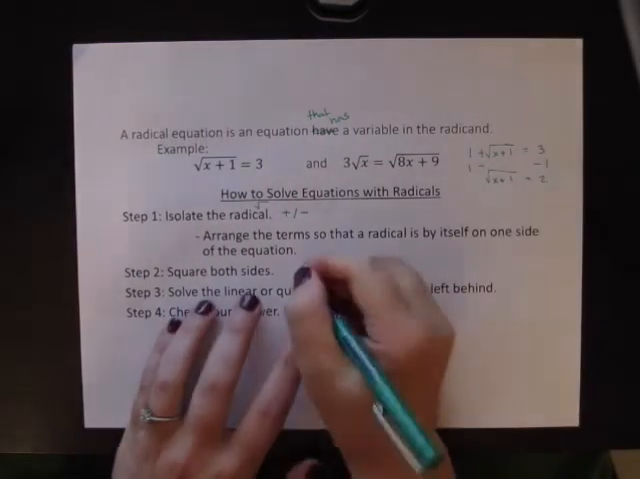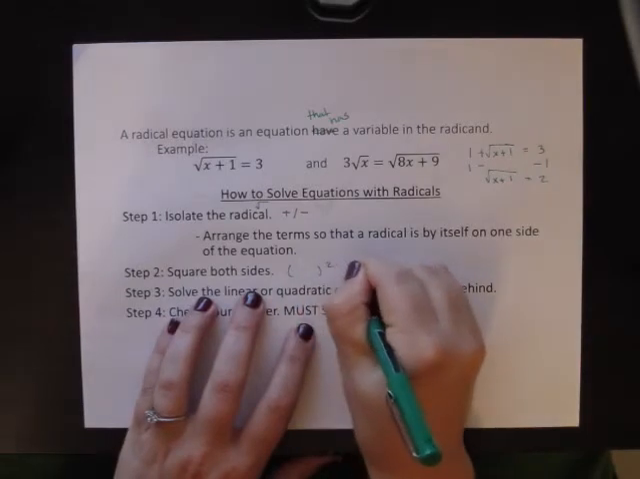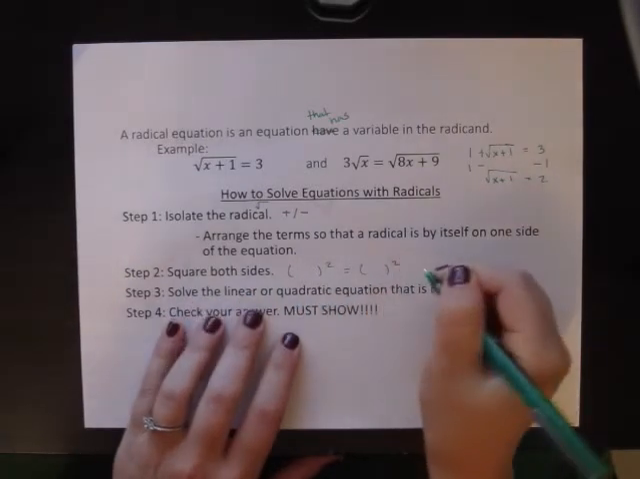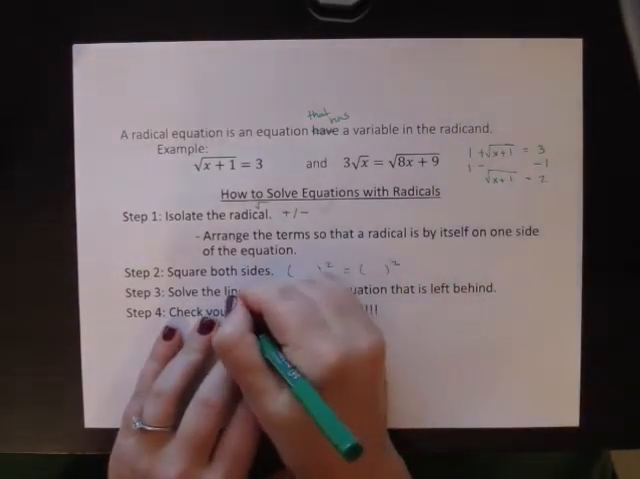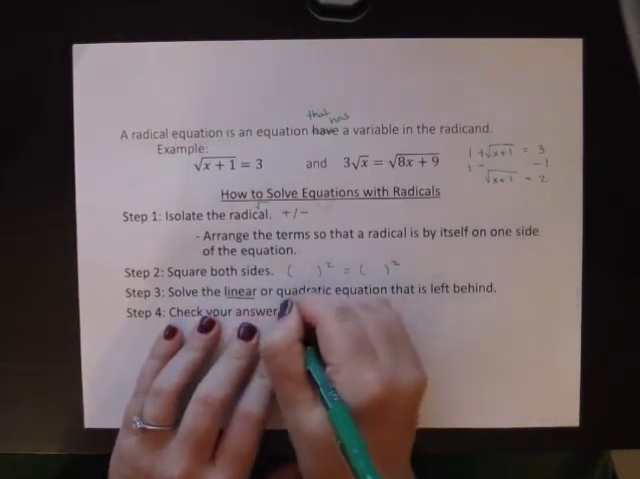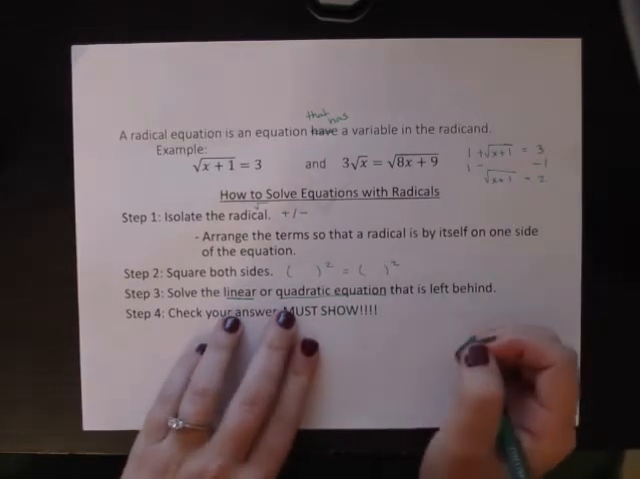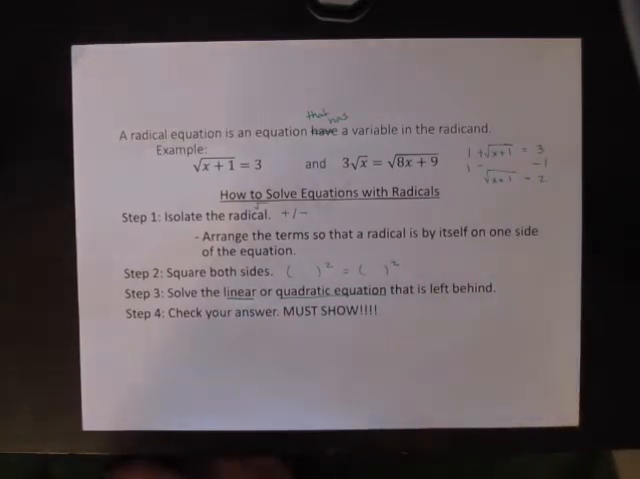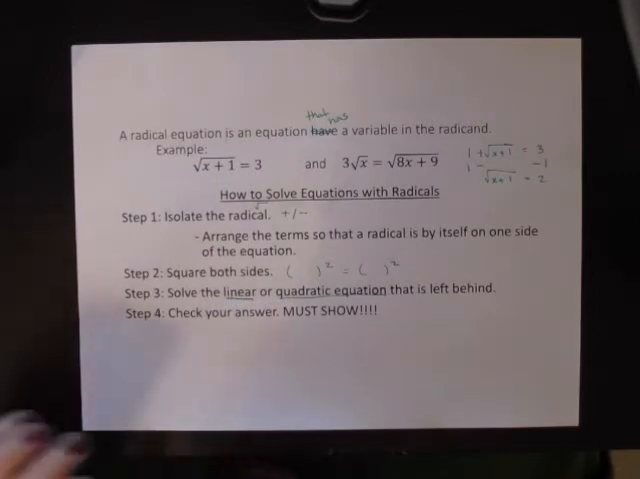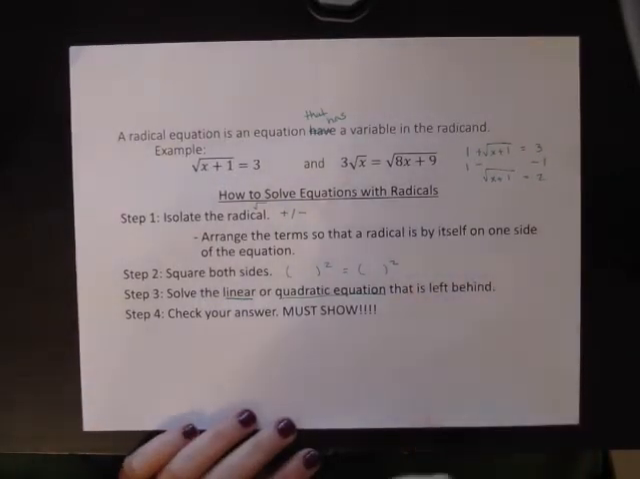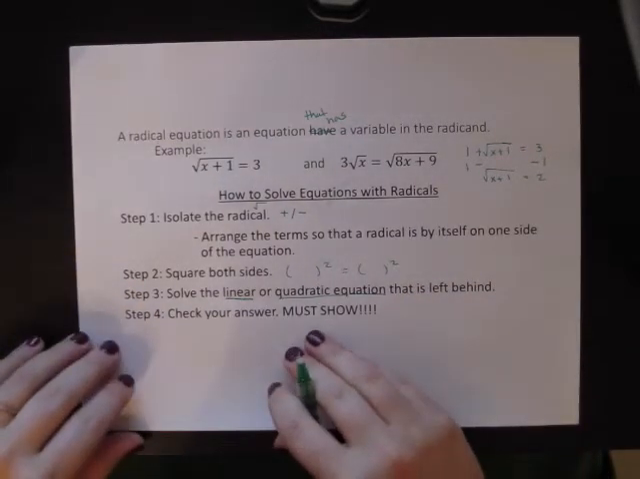Step 2 is you're going to square both sides, so you're going to go parentheses squared equals parentheses squared. Step 3, you're going to solve the linear equation or the quadratic equation. So you might want to get out your factoring is fun worksheet from chapter 6. And then step 4, this part's very important, is you must check your answer. You must show this by checking. If you don't show this step, it's going to be half off. So please make sure that you check your answer.